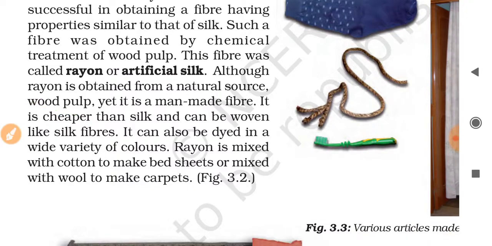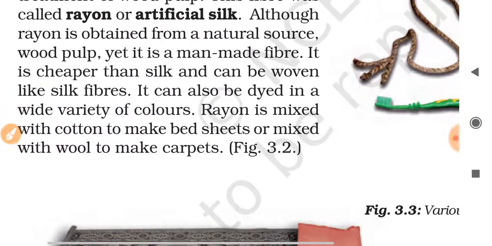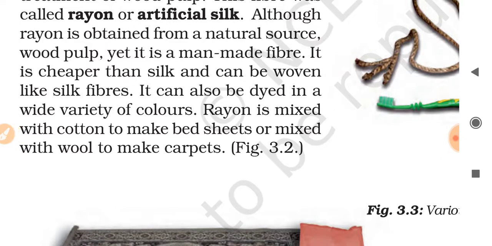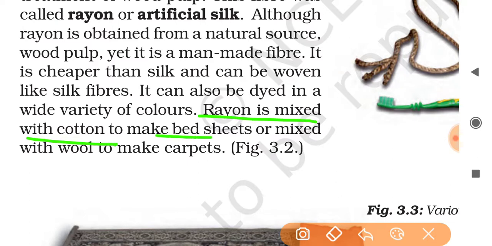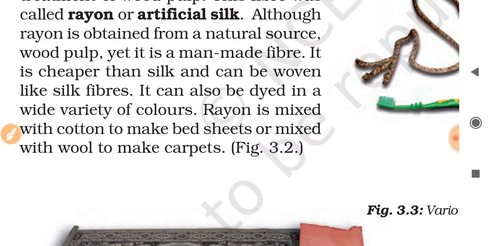Rayon is cheaper than silk and can be woven like silk fibers, and it can also be dyed in a wide variety of colors. Rayon is mixed with cotton to make bed sheets or mixed with wool to make carpets. So it is mixed with natural fibers to make bed sheets and carpets.